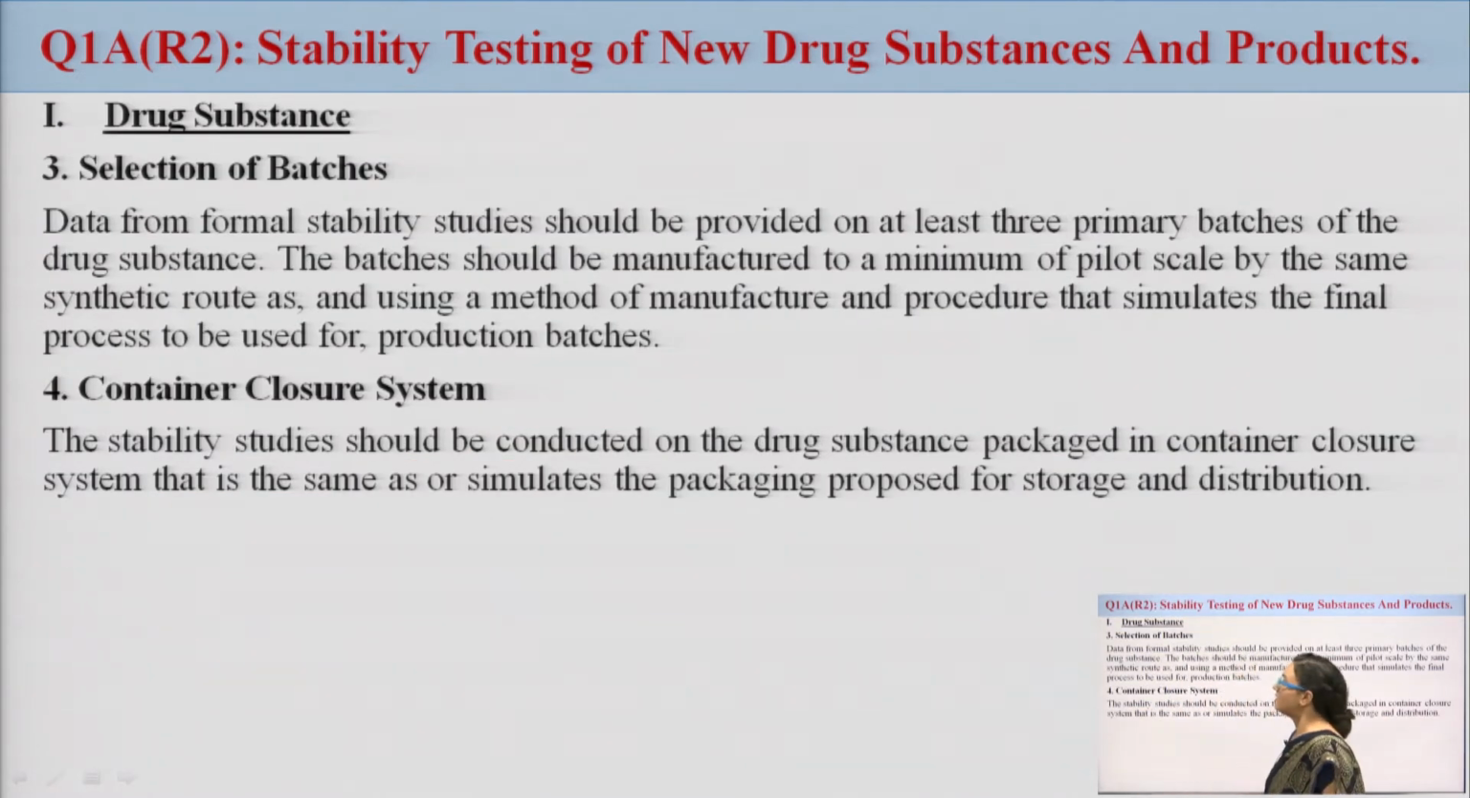So, next thing is selection of batches. How we will select batches for stability testing. So, for stability testing, we need at least 3 primary batches. These 3 primary batches are required to undergo stress testing, and this data is submitted for registration purpose.